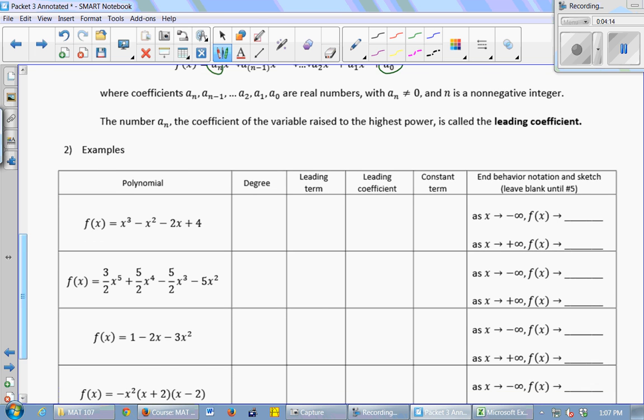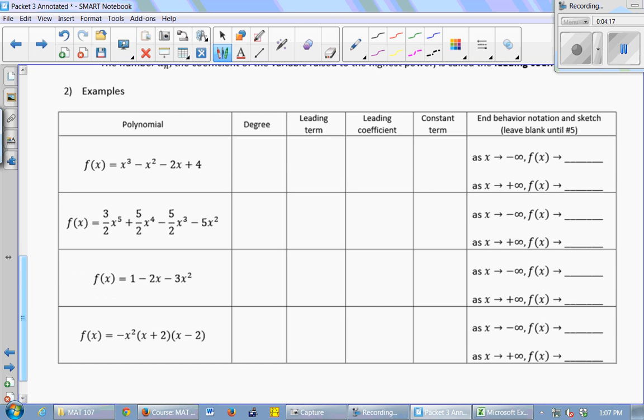Okay, so here's some examples. I've got x cubed minus x squared minus 2x plus 4. What's its degree? Highest power of x you see? 3. Its leading term is the whole first term, the term that includes the highest power of x. So in this case, it's x cubed. The leading coefficient is the coefficient that shows up in the leading term. In this case, it's a 1. And what's the constant term? 4. That's the number that just has no x on it. All right, we're going to leave this end behavior stuff until later.